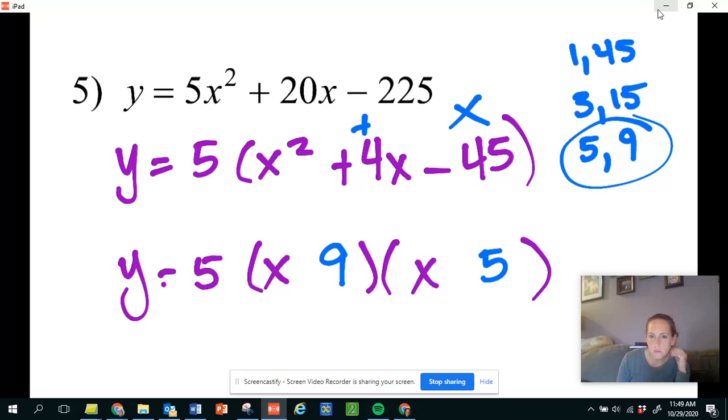Just so you know, it doesn't matter which order you put them in. When I add them together, I need to get a positive 4. So to do that, I'm going to make it a plus 9 and a minus 5. Because when I add those together, I get positive 4. When I multiply them together, I get negative 45. The signs are the things that people mess up on the most, so that's just something to be mindful of.